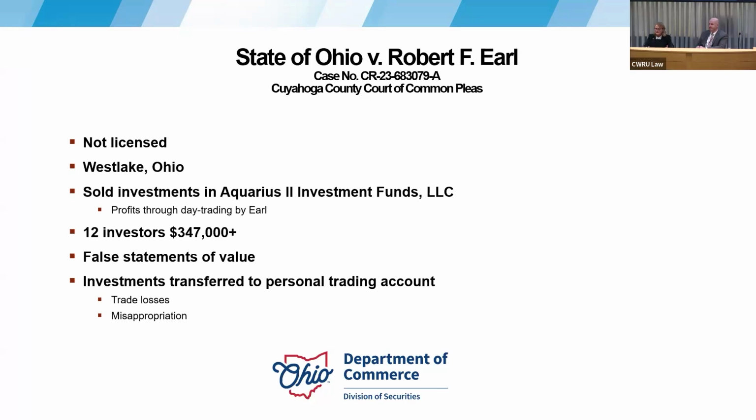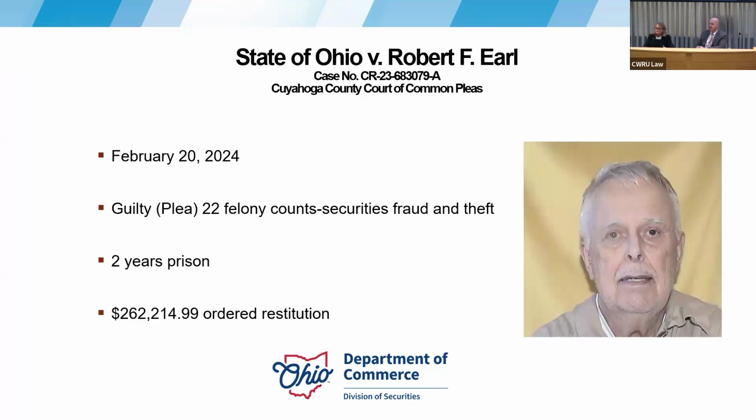The money went into his personal trading account and trading losses, but he also liquidated some of that money into his own pocket. We referred the case for prosecution to Cuyahoga County, and Mr. Earl pled guilty in February of this year to 22 felony counts, including securities fraud and theft. He was creating fake statements on just Word documents. They were very rudimentary, but they lulled people into believing that the money was actually there.